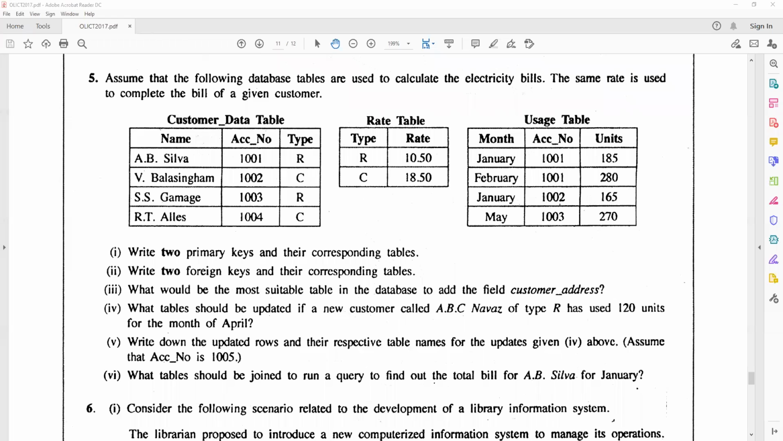Okay, so we were discussing what table should be updated. So that is customer data table and usage table. Write down the updated rows and their respective table names or updates given in 4 above. Assume that account number is 1005. Okay, can you send me your answers in the chat?